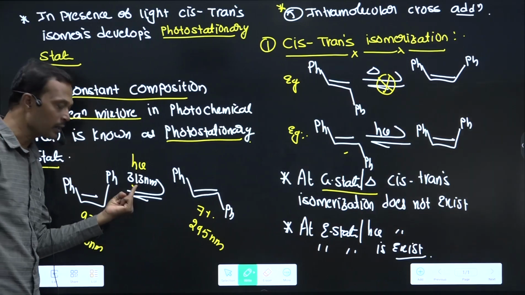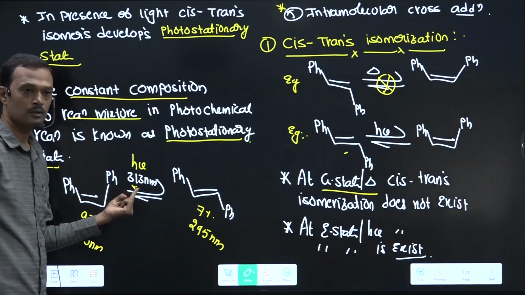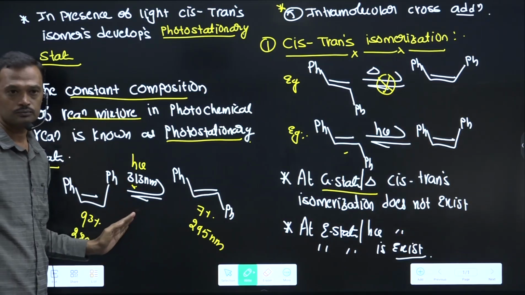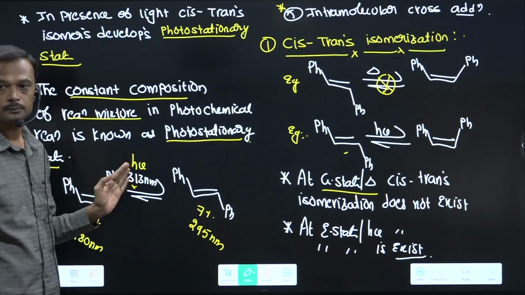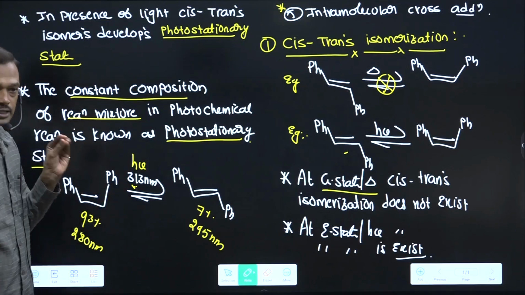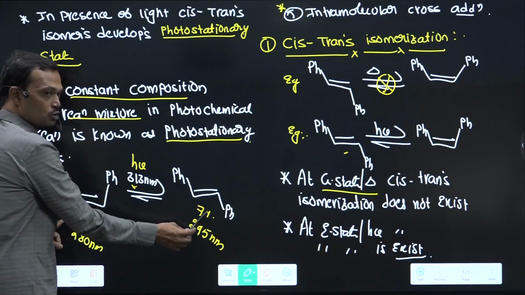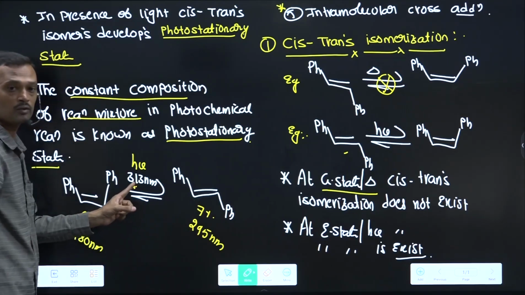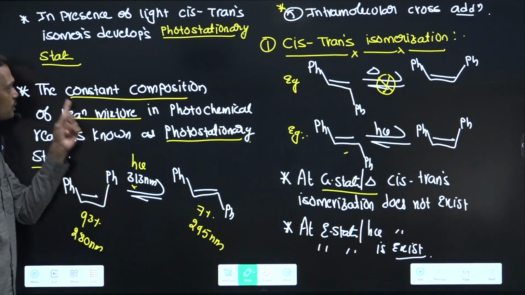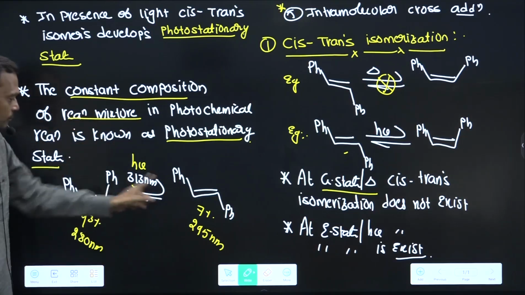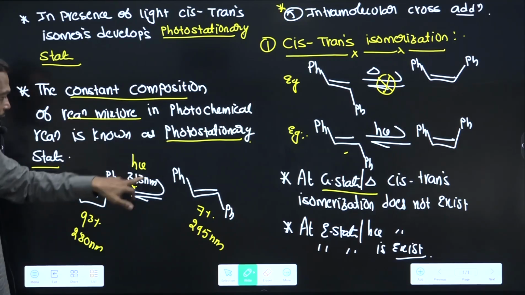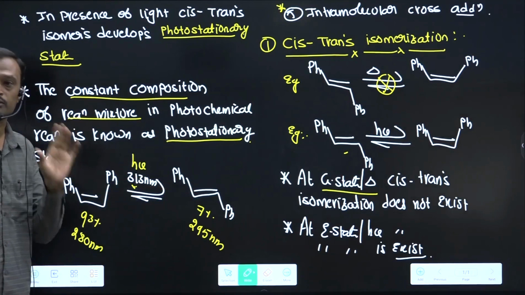This is possible if you maintain suitable light. If I use thermal, it is not possible. We can't convert this. What is the photostationary state? It is a state where two stereoisomers have a constant composition with a suitable wavelength. It is a constant composition of the reaction mixture in photochemical reactions. In photochemical reactions, it is always a constant composition.